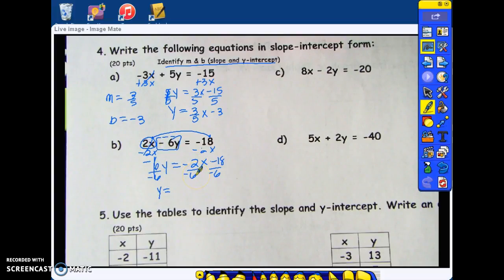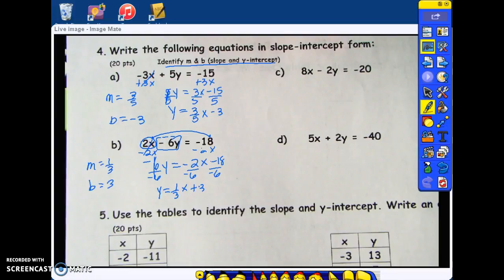Negative 2 divided by negative 6 does not give me a whole number, but negative 2 will go into both negative 2 and negative 6. That leaves me with 1 over 3x. And negative 18 divided by negative 6 is positive 3. My m is the number in front of x, now that y is by itself, so m is 1/3. And my b is the number at the end, 3.